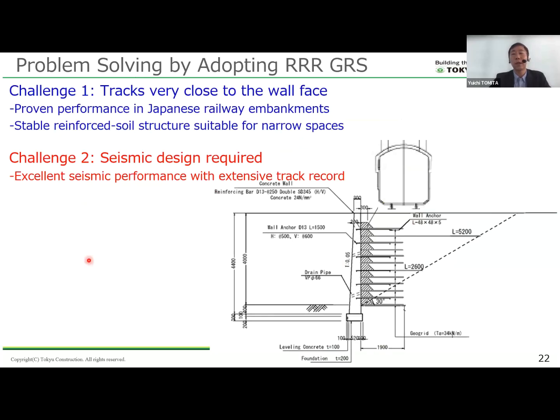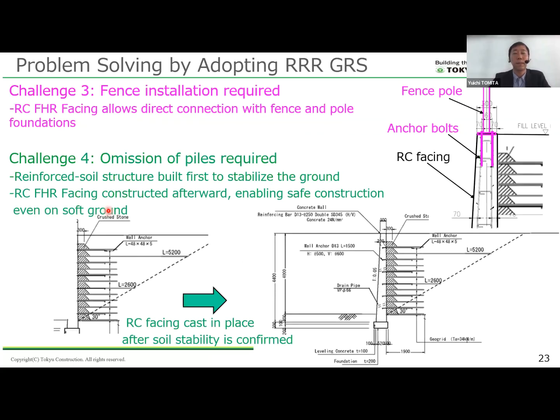This slide shows how the 3RGRS system addresses the key challenges of this project. First, challenge 1. The tracks were located very close to the wall face. 3RGRS has been widely applied to railway embankments in Japan, and its stability in narrow space is well proven. For challenge 2, seismic design was required. The system has excellent seismic performance with a strong track record, making it suitable for earthquake-prone areas. Challenge 3, installation of fence and utility poles. The RC full height rigid facing allows these foundations to be directly connected to the wall, which meets the project requirements.